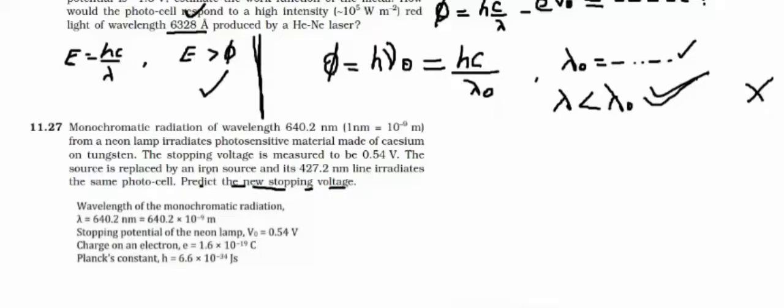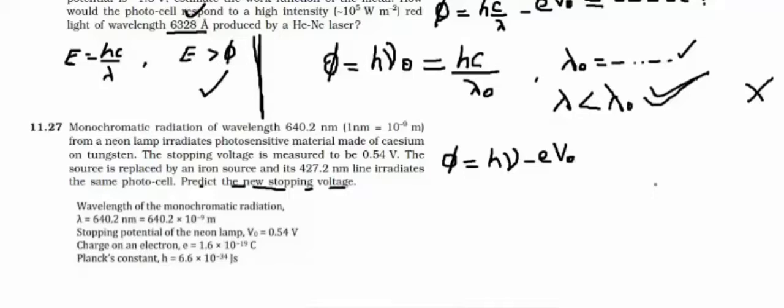The emitter is common. So in such a situation, what do you have to do? You have to calculate phi first. Phi is equal to h nu minus e V naught. V naught is given there, 0.54 volt. Nu is not given, but you can write nu as c by lambda, substitute, and find the value of phi.